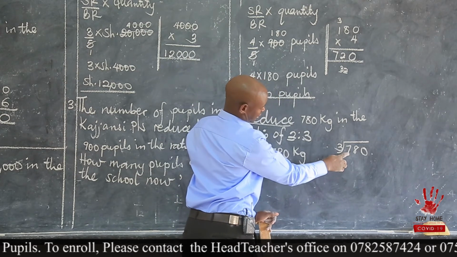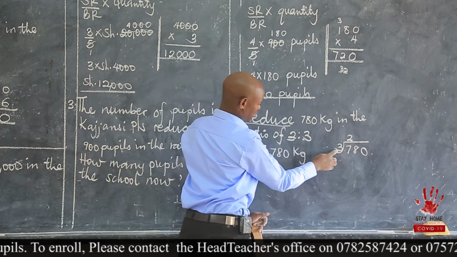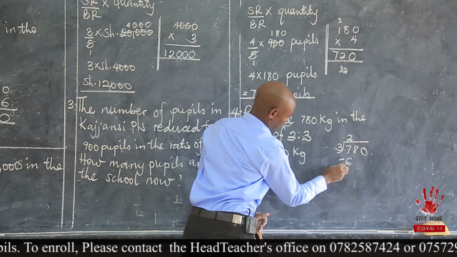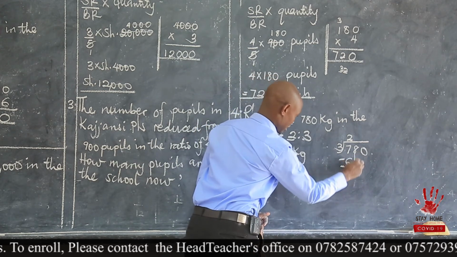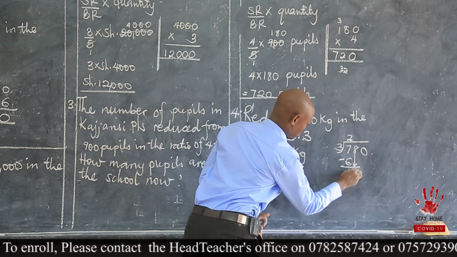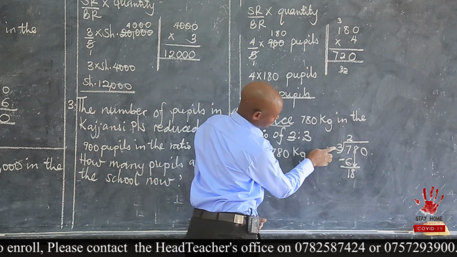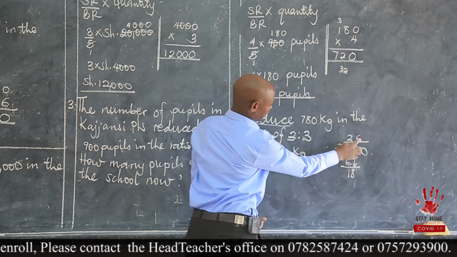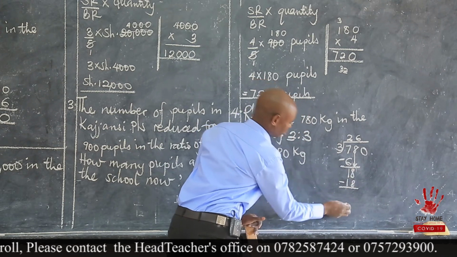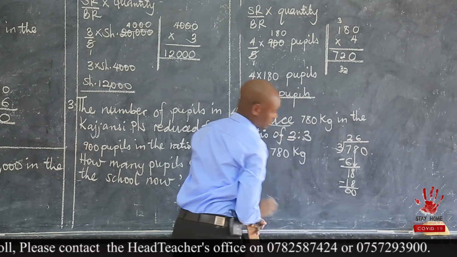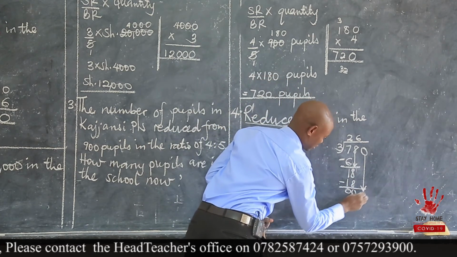So 7 divided by 3, what do we get? We get a 2. 2 times 3, what do we get? 6. When you subtract, what do you get? 1. Then you pull down the 8 to make it 18. 18 divided by 3, what do we get? We are getting a 6. 6 times 3, what do we get? 18. When we subtract, we get 0. What else do I have to divide? This is 0. Bring it here.